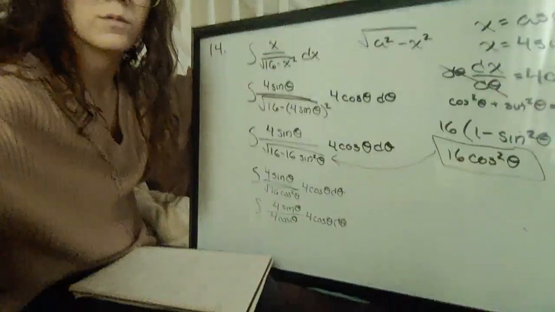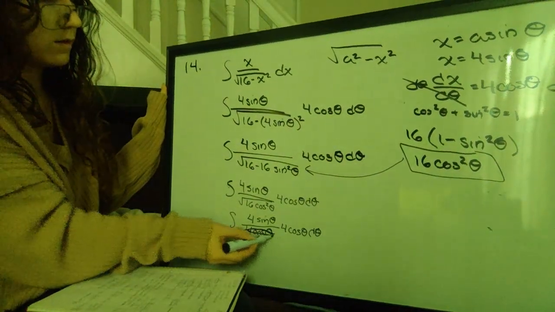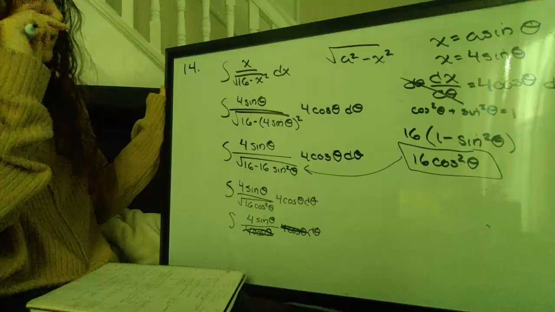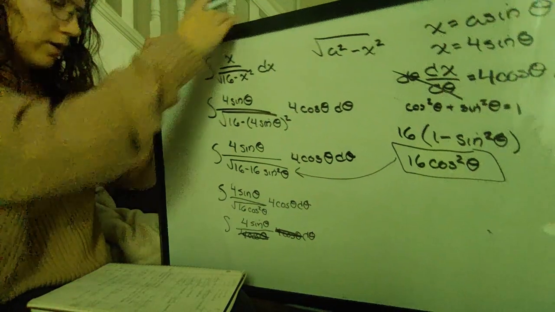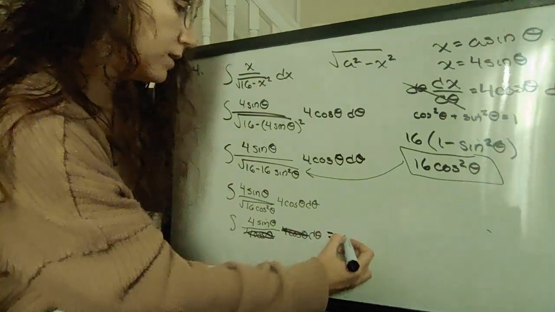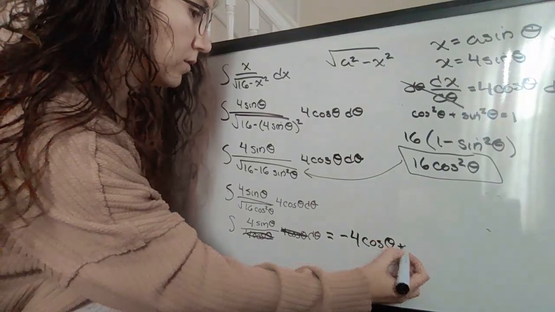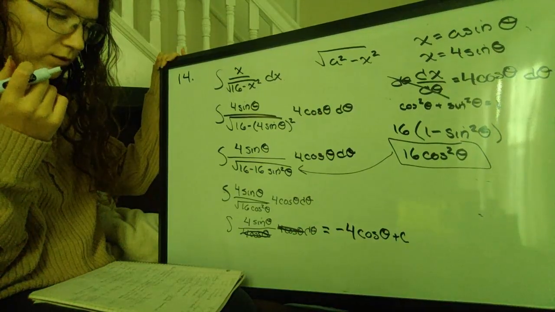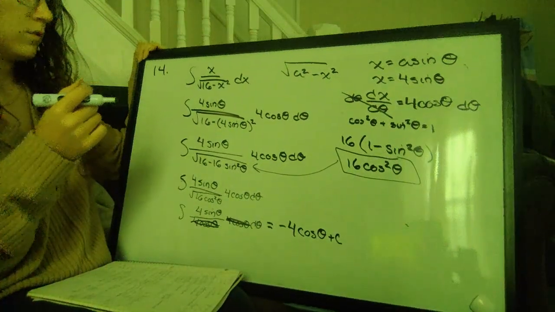We're running out of space, but these end up canceling, and all we have is 4 sine theta d theta at the end of this. And we know that the integral of sine is negative cosine. So this is going to be negative 4 cosine theta plus c, because this is not a definite integral. And then all we need to do is find what theta equals.